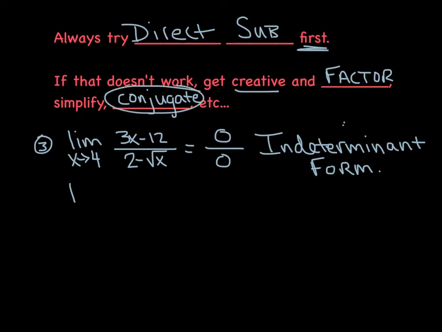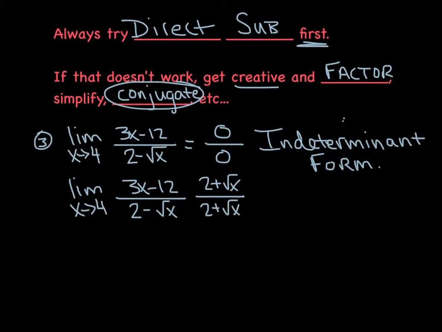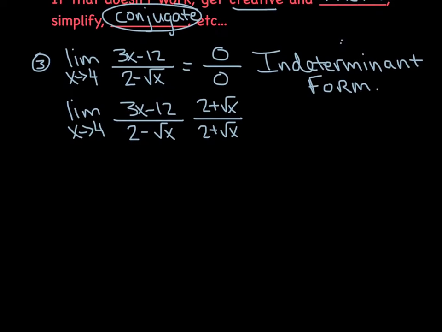And what I'm going to do is multiply the top and the bottom by the conjugate of the denominator, which in this case is going to be 2 plus radical x. And of course, whatever I do to the top, I'm going to follow that up by doing it to the bottom to make it a legal move. And I'm not going to waste my time foiling the top, and I think you're going to find that advantageous.